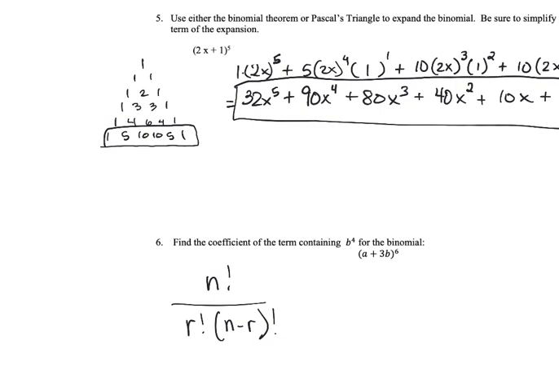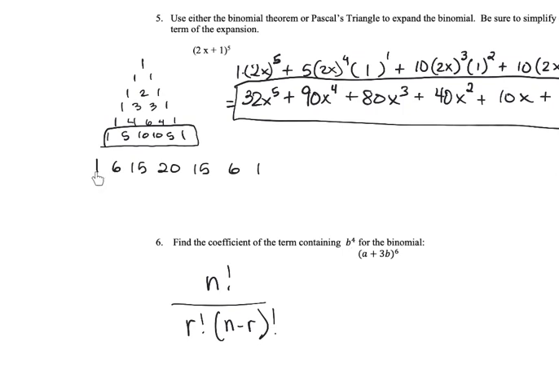I guess we could find it from Pascal's triangle, because it's only to the 6th power, which means we would need one more row here. So if we added one more row, it would be 1, 6, 15, 20, 15, 6, and 1. Those would be all of the coefficients for every term. We just need now to pick out the exact coefficient that would contain b to the 4th.